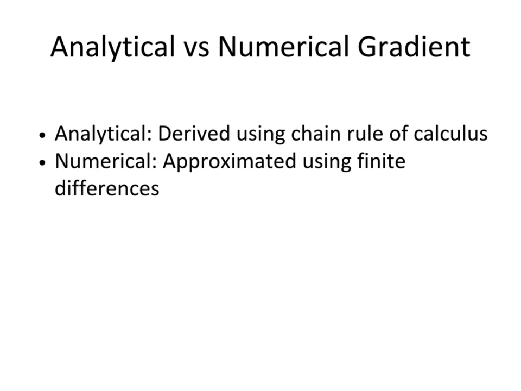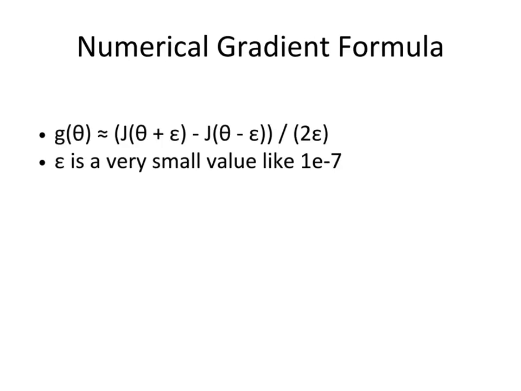How to perform gradient checking step by step. Step 1. Initialize your model parameters randomly. Step 2. Compute the cost and the analytical gradient using backpropagation. Step 3. Compute the numerical gradient using the finite difference formula. Step 4. Compare both gradients using the relative difference formula.